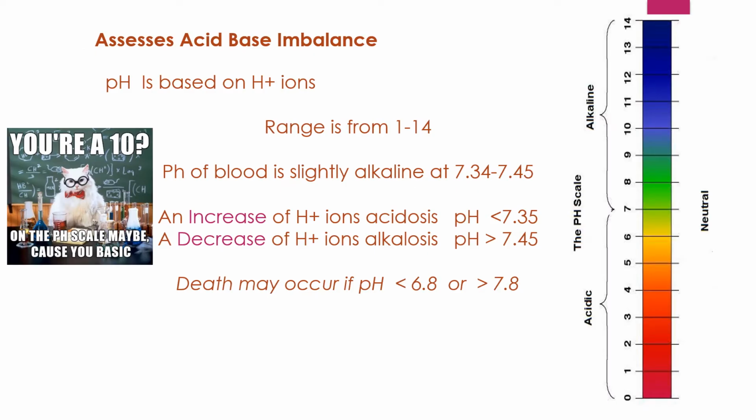So this is just a review of what the pH scale is. It's based on hydrogen ions. The range is 1 to 14. Our blood is slightly alkaline at 7.35 to 7.45. An increase of hydrogen ions is acidosis, so our pH is going to be less than 7.35. And a decrease of hydrogen ions is alkalosis, which our pH is going to be greater than 7.45. Death may occur if your pH is less than 6.8 or greater than 7.8.